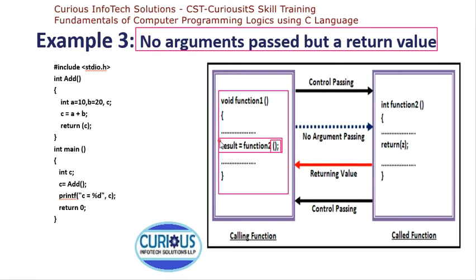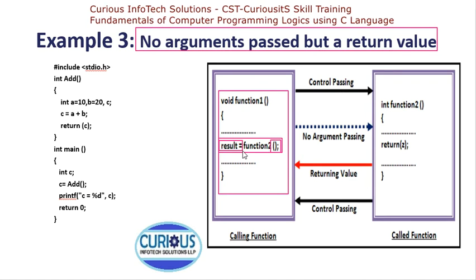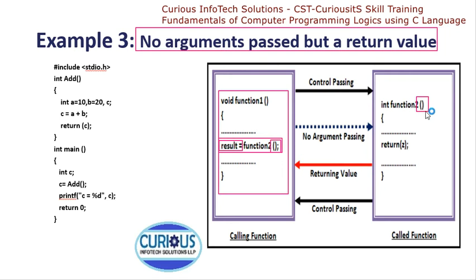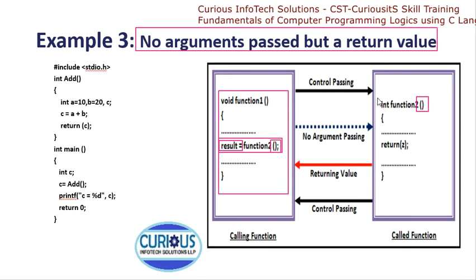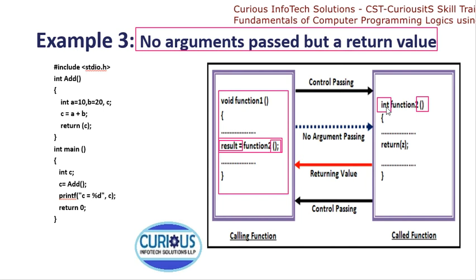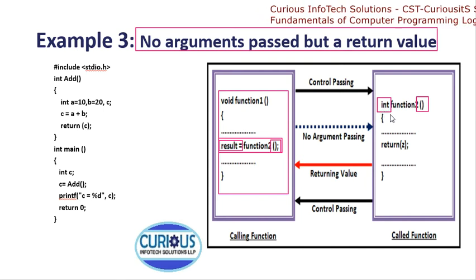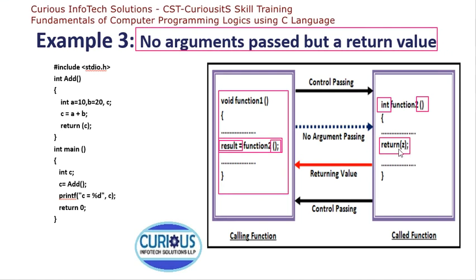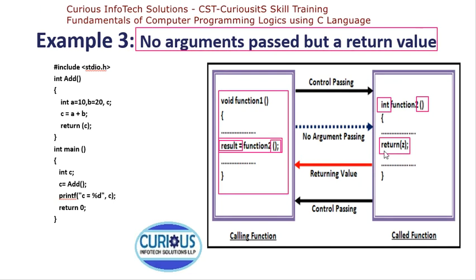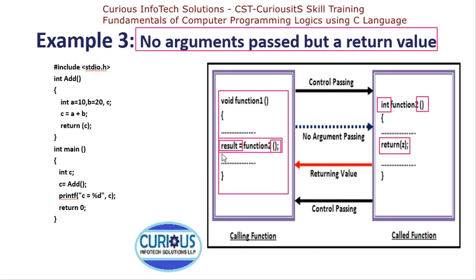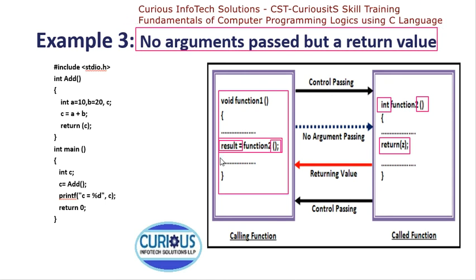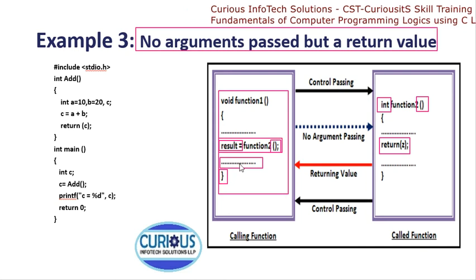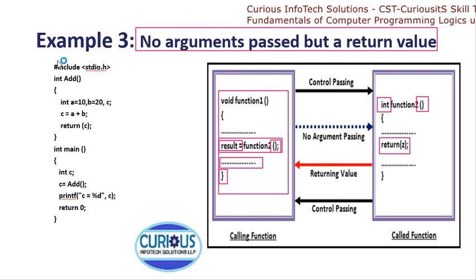Now we have a return value, so this is showing a return value. Here there is no passing argument, so this should be empty, but there is a return value. There should be some data type here, so that this will be written in this type. So here we have one return z. For example, we are returning the value of z, and that z will be accommodated in this result. After executing whatever is written here, we will stop here. So this is the way we are performing example 3.